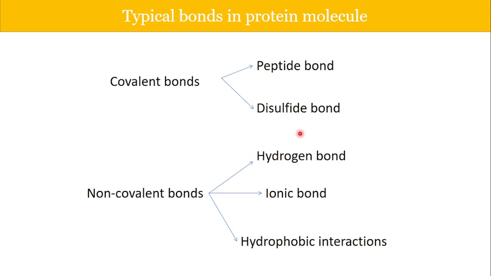Okay, so the typical bonds in a protein molecule include the covalent bonds, among which we have the peptide bond and the disulfide bond. Then from the non-covalent bonds we have the hydrogen bond, the ionic bond and the hydrophobic interactions.